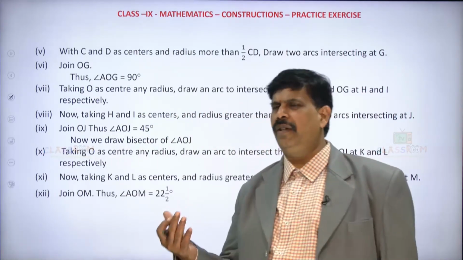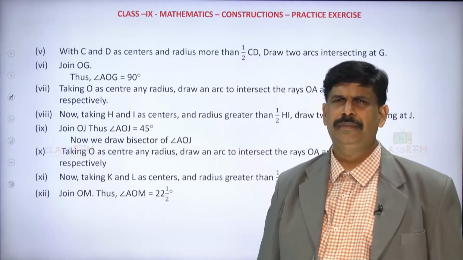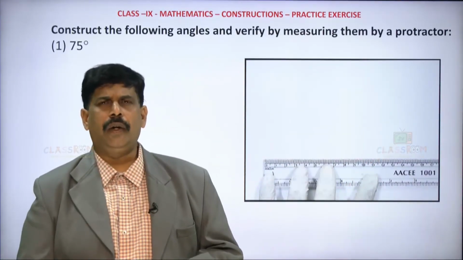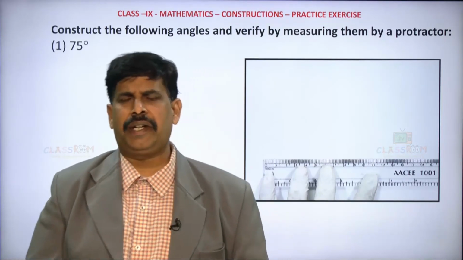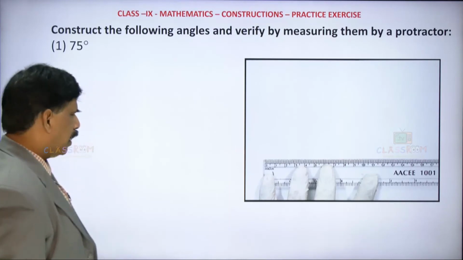Okay, after drawing the construction, you have to write the steps of construction also. Is it clear? Okay, now let us see how to construct 75 degrees by using a compass. Let us see the construction now.